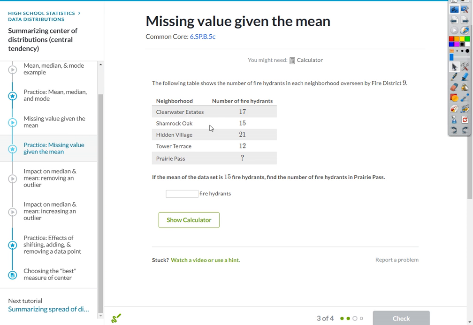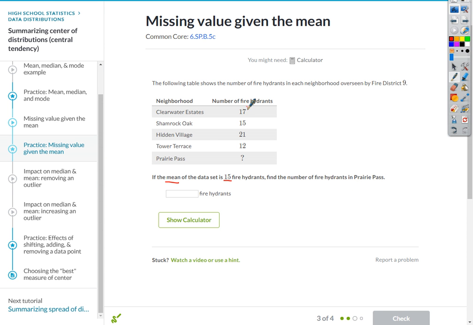We have Clearwater Estates that has 17 hydrants, Shamrock Oaks with 15 hydrants, Hidden Village with 21 hydrants, Tower Terrace with 12 hydrants, and Prairie Pass has an unknown number of hydrants. If the mean is 15, what is the number of hydrants in Prairie Pass?